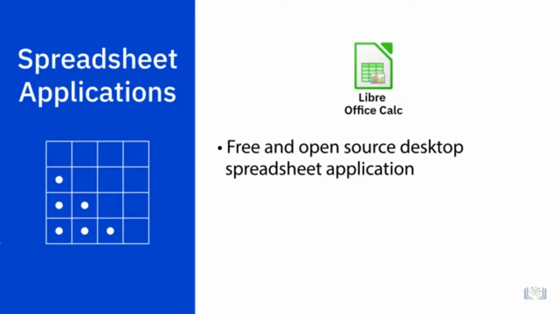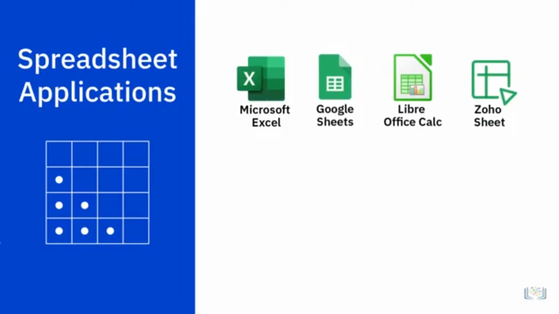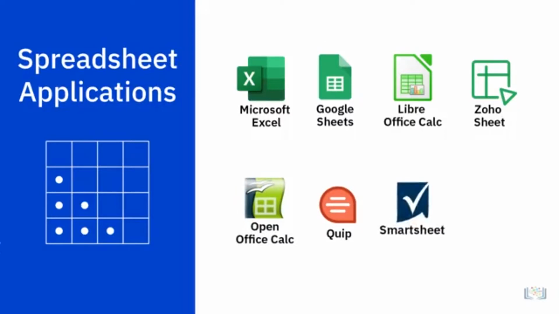Then there is LibreOffice Calc, a totally free and open-source desktop spreadsheet application that offers more basic functionality than Excel or Google Sheets, but still has a lot of the tools you need for data analysis, such as charts, conditional formatting, and pivot tables. Other spreadsheet apps include Zoho Sheet, a fully featured web-based application that is comparable with Google Sheets, OpenOffice Calc, Quip for Salesforce, Smartsheet, which is predominantly for project management, and Apple Numbers, which is included with Apple devices such as Mac computers and is also available on the App Store for other Apple devices.